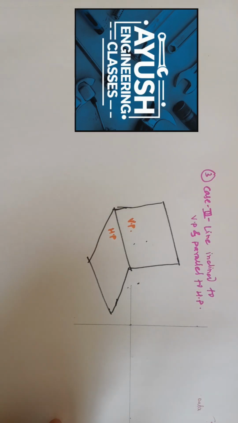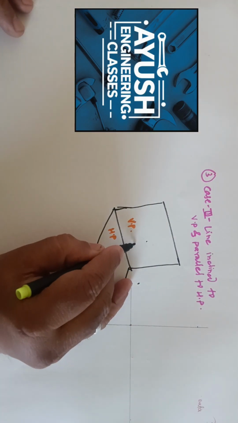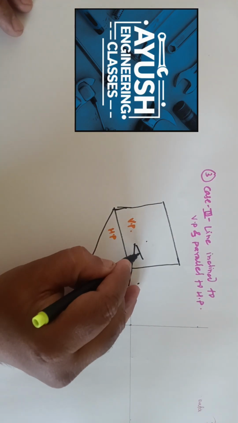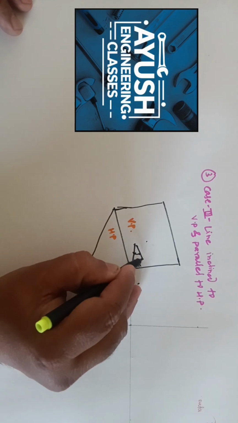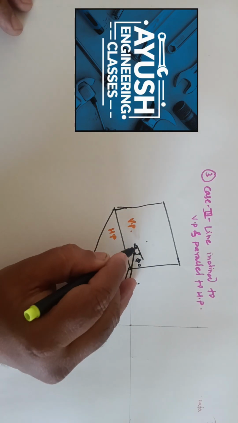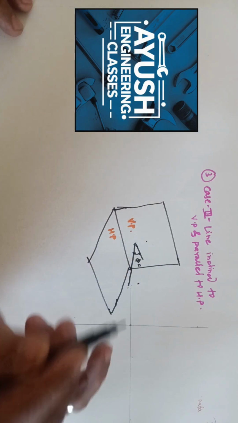The third case of a line is that a line is inclined to VP and parallel to HP. Suppose we draw this line like that, which makes an angle with VP, and that angle is denoted by phi. The notation for that angle made by that line with VP is phi.